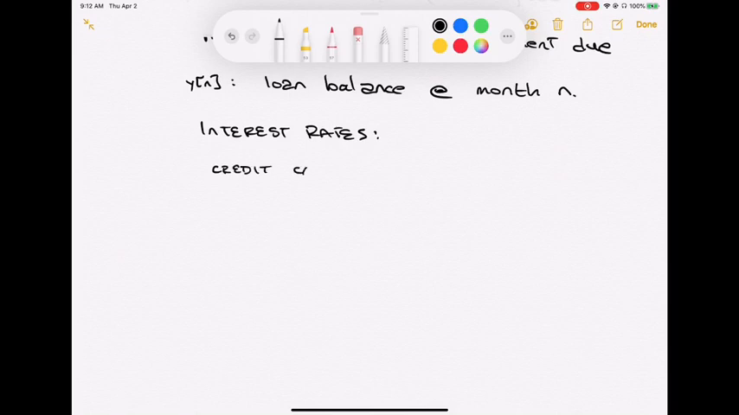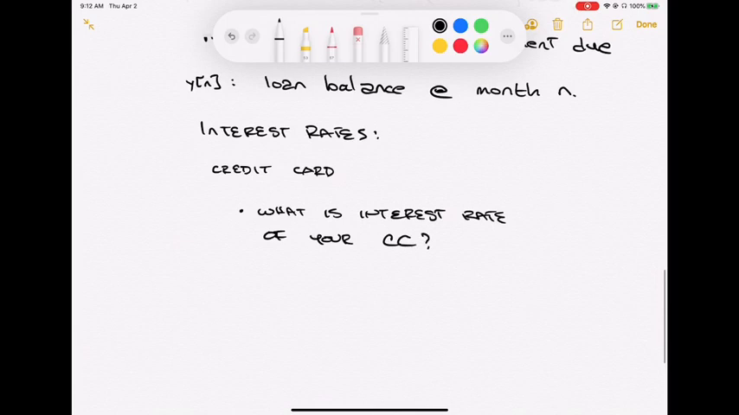Almost everybody has a credit card of some sort, and I'd like you to answer the following question: What is the interest rate of your credit card? Okay, so just jot that down. Jot down that number of what is the interest rate of your credit card.